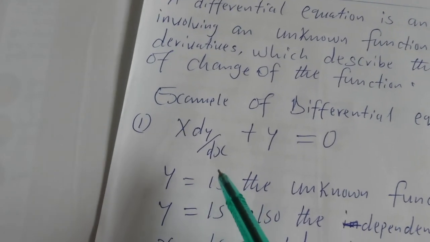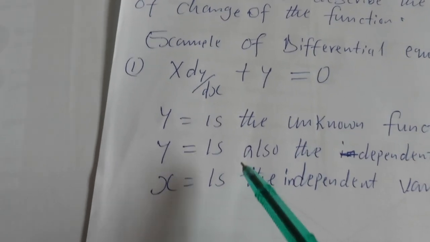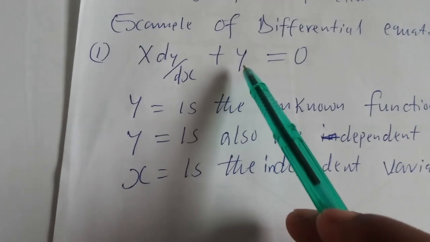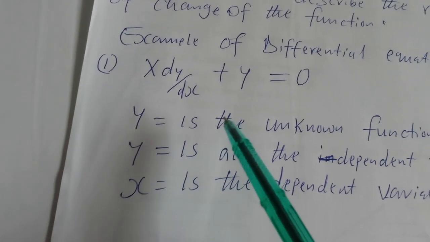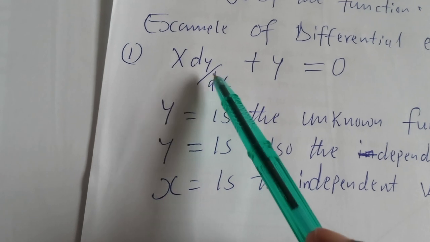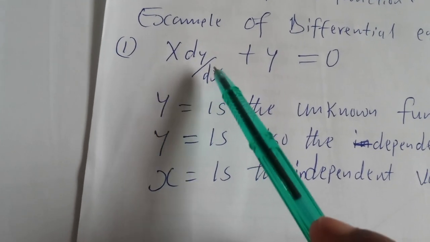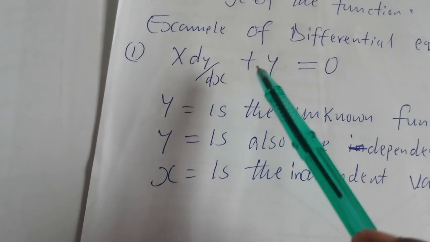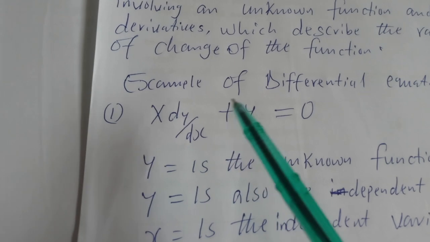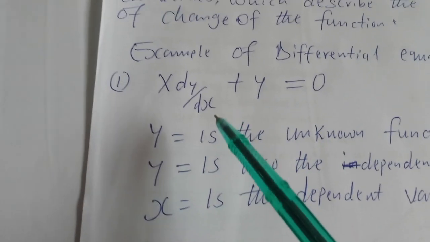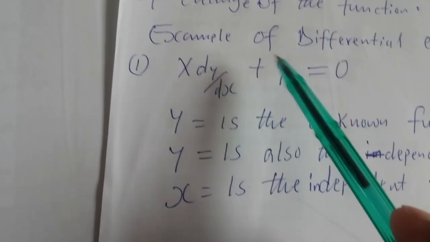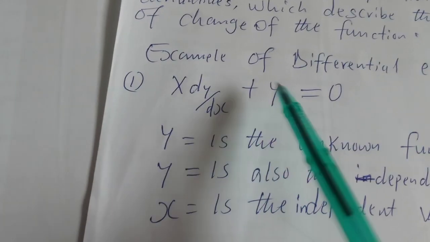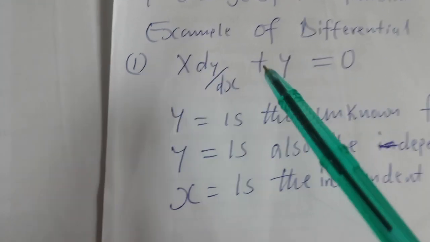What makes it a differential equation? It is a differential equation because it has an unknown function, which is y. You have an unknown function y, and then a derivative. This dy/dx is a derivative, and this y is an unknown function. So that is why we say that a differential equation is an equation involving an unknown function and its derivative. That is what makes example 1 a differential equation.